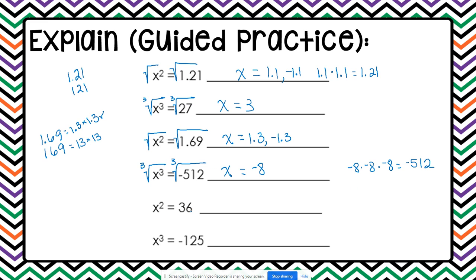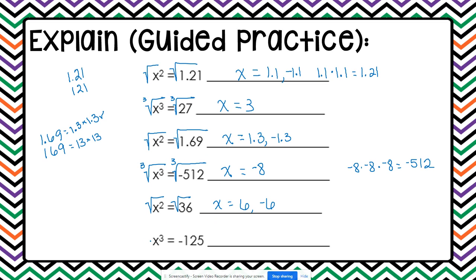For x squared equals 36, I would take the square root of both sides. The square root of x squared is x, and the square root of 36 is positive and negative 6 because both of those, 6 times 6 equals 36, and negative 6 times negative 6 also equals 36.